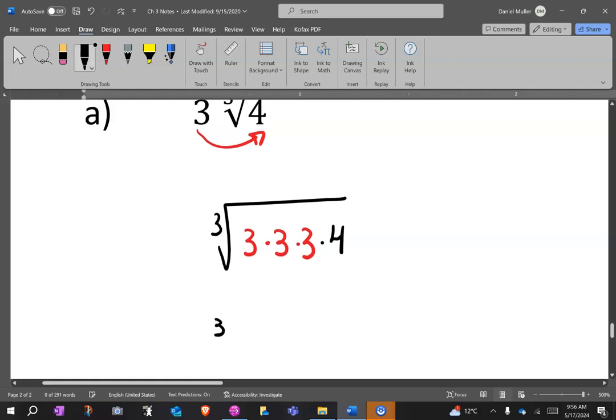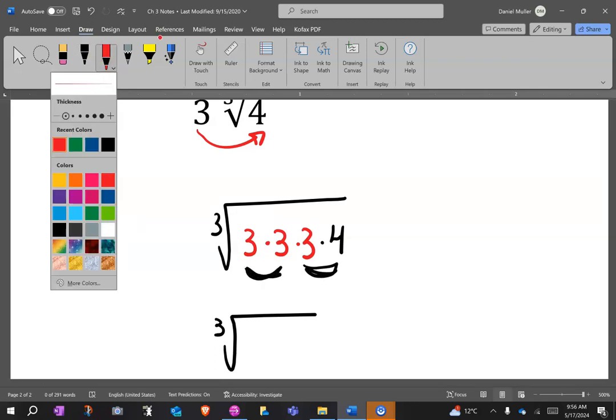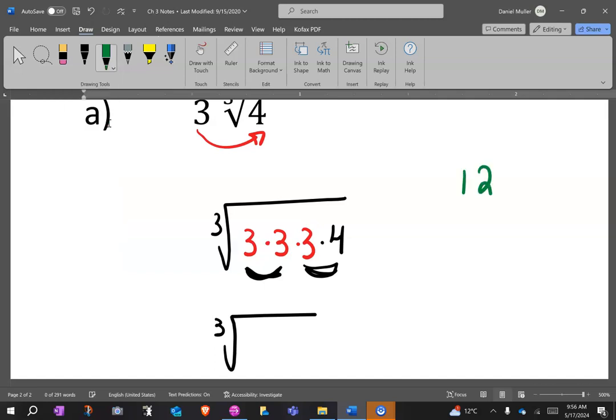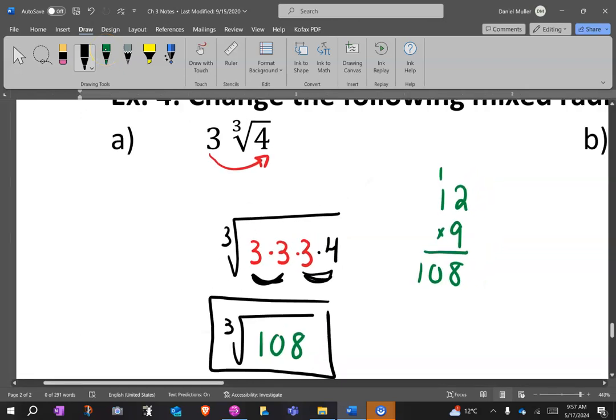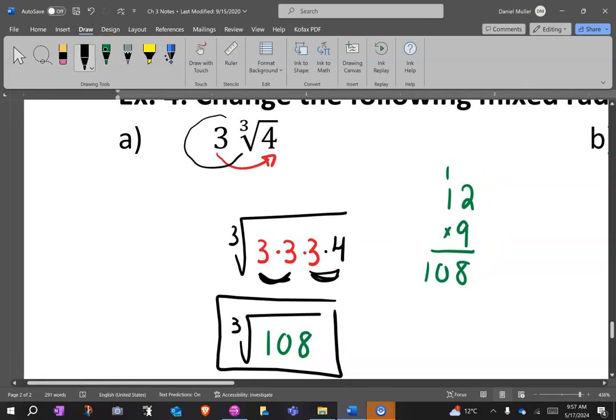Now I got to figure out what this is, and it's not entirely obvious. So I know that 3 times 3 is 9, and 3 times 4 is 12. So maybe I should try to do it off to the side. What is 12 times 9? 9 times 2 is 18. 9 times 1 is 9, plus the 1 is 10, so 108. So it looks like this is the cube root of 108. So just to recap, that 3 on the outside, when I brought it inside the radical, it has to go in as triples. Let's try another one here.